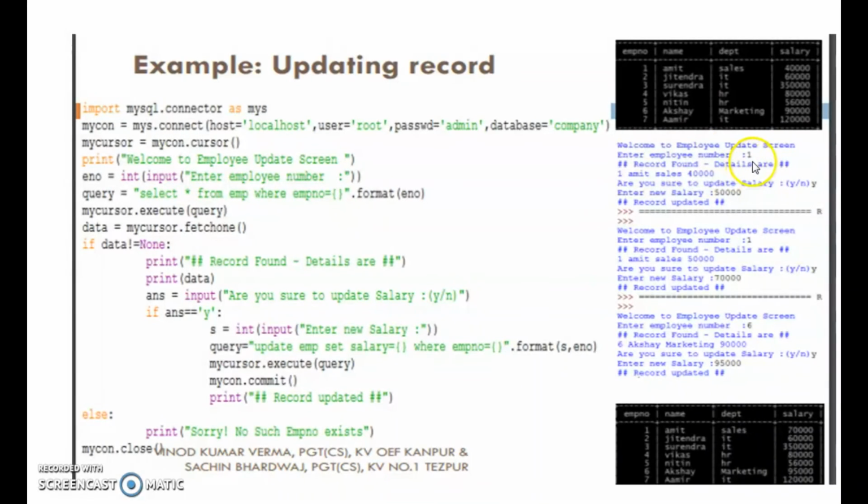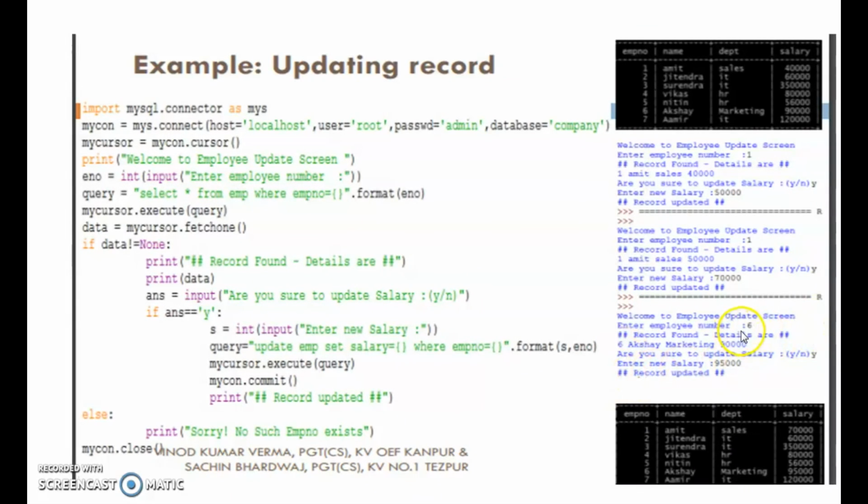The employee number we gave here is 1. The record details are displayed, the first record will be displayed. Then it will ask are you sure to update salary. When we give yes, then it will ask for salary, then that record is updated. Again it will ask, then you can update one more record. Here you can update one more record.